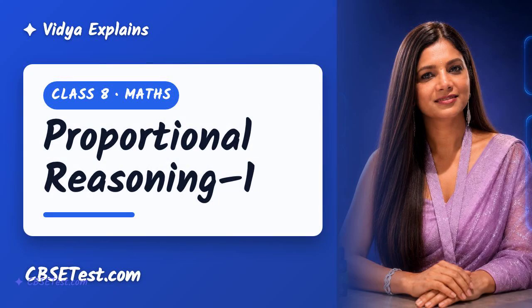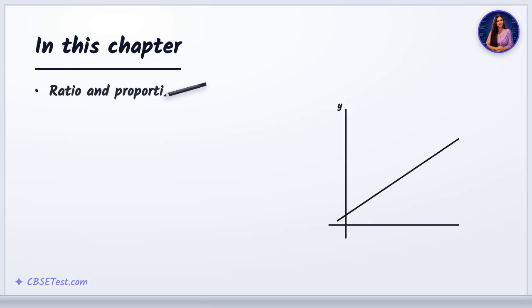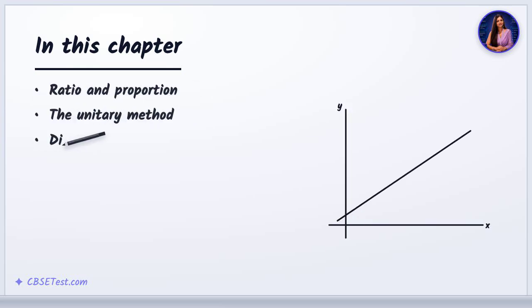Let's learn Proportional Reasoning 1 together, step by step. Proportional reasoning connects two quantities that change together. We'll use ratios, proportions, and the unitary method to solve everyday problems.